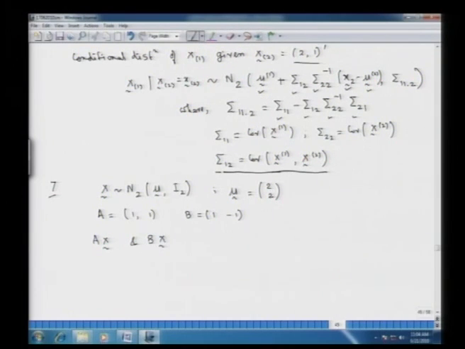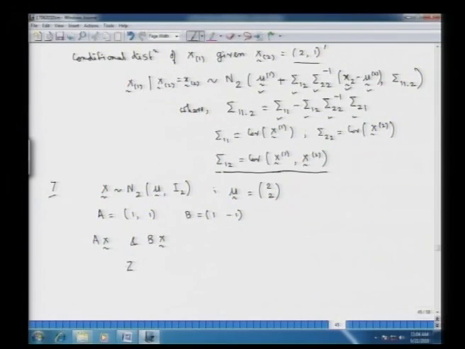Now what can we say about Ax and Bx? Ax is going to be a normally distributed random variable. It is going to be a univariate normal, because A is a 1 by 2 row vector, and hence this is going to be distributed as a univariate normal distribution, and so will be the distribution of Bx. But that is not as important in order to verify whether the two random variables derived from the random vector x are independent or not. The thing that would be of interest is to look at the distribution of Z. Now let us define this Z as Ax and Bx.